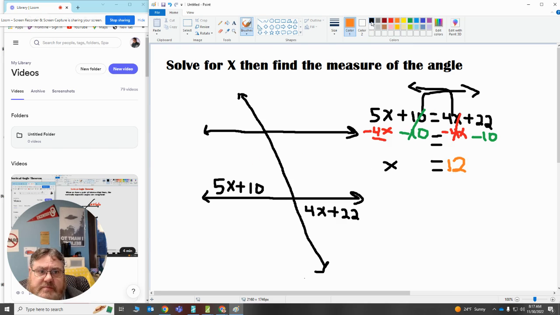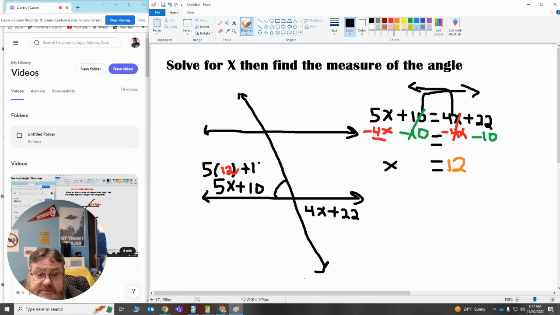Now, we're asked to find the measure of one of the angles, okay? And so we simply plug it in. Wherever there's an x, we'll plug in the 12. And so let's say that I want to solve this angle, the 5x plus 10. 5x means 5 times a number. So 5 times 12. I'll plug in a 12 for x. And then at the end, I'll add a plus 10.